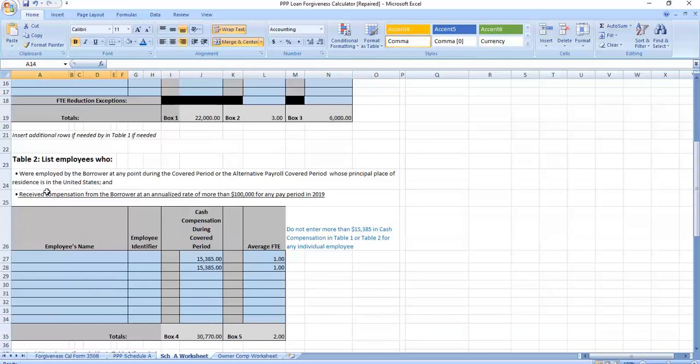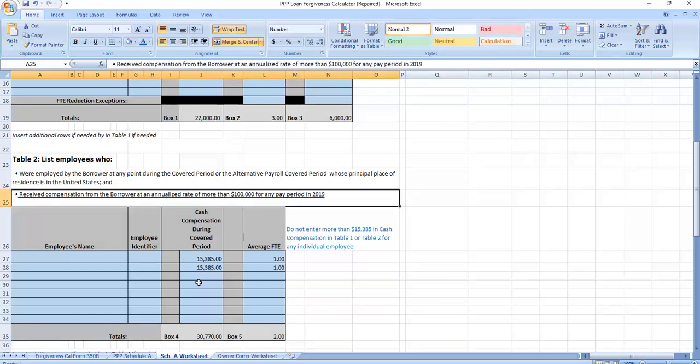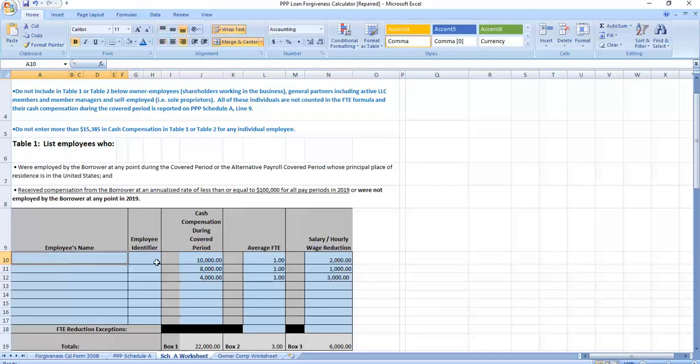And here we're going to list all the employees whose annualized rate of salary was more than $100,000 for any period in 2019. That's what we're entering here. We have the name of the employee, the identifier number, which is the last 4 of the social, and the covered period or the alternative covered period, and we're looking at what compensation was paid during that period. We also have to do the average FTE, full-time employee equivalent calculation, based on the 40 hours which we discussed in the previous video.